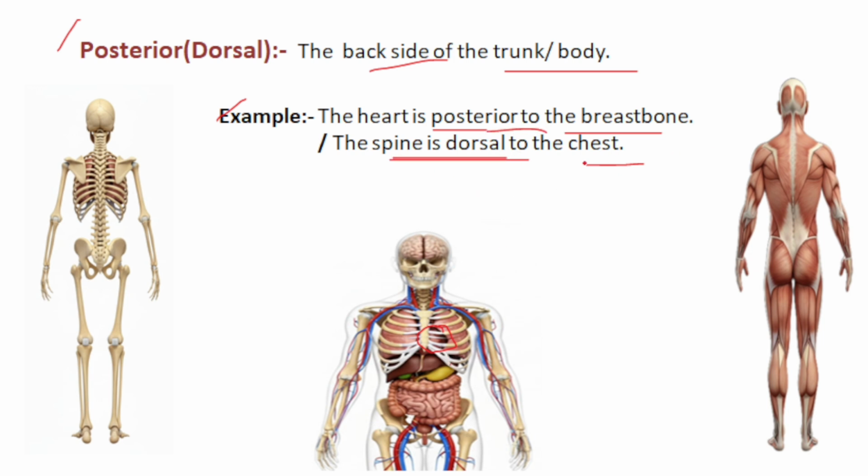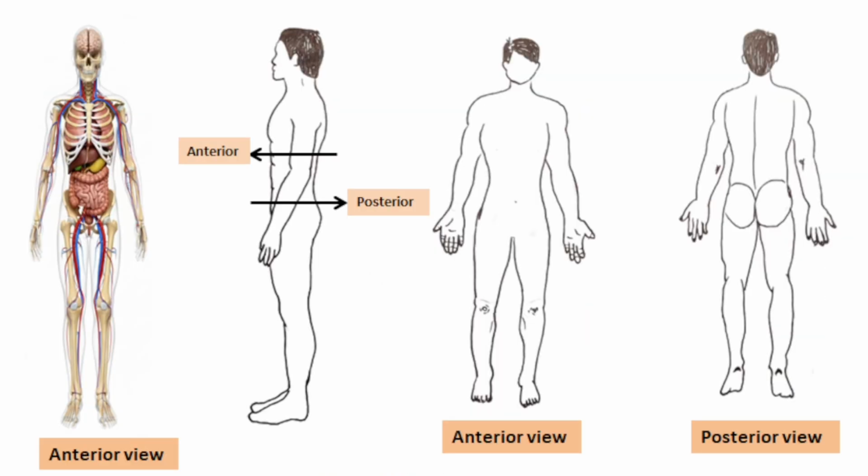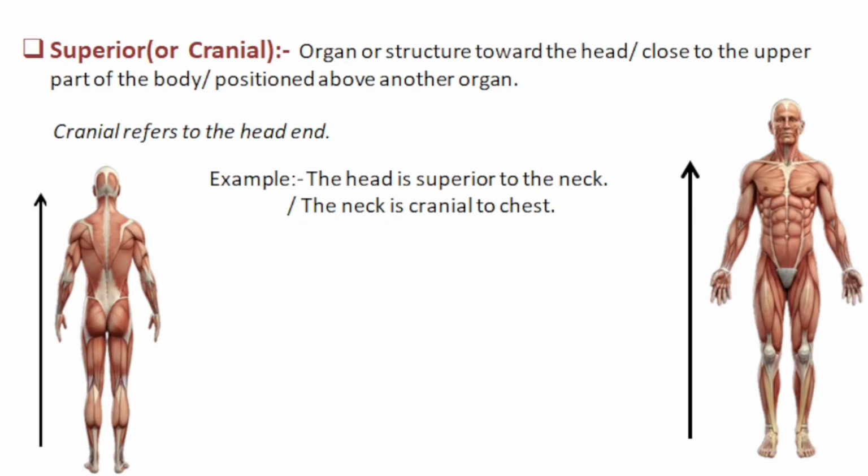Then the spine, you see that this is the spine and this is the chest. So obviously the spine is present behind the chest. So the spine is the dorsal or the posterior to the chest. You see that there is some picture. This is the anterior view of a human body, and this is the posterior view of a human body. Or if you see a person from his side, this is the front part of the body, so it is the anterior part, and this is the back part of the body, so it is called the posterior part.